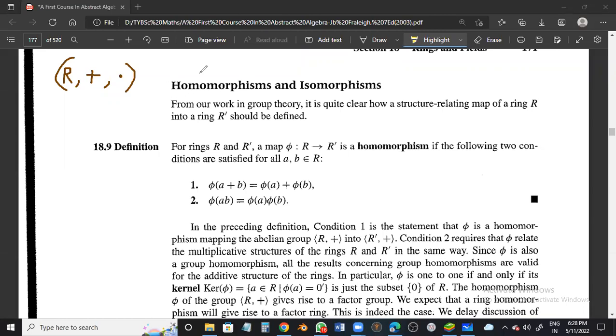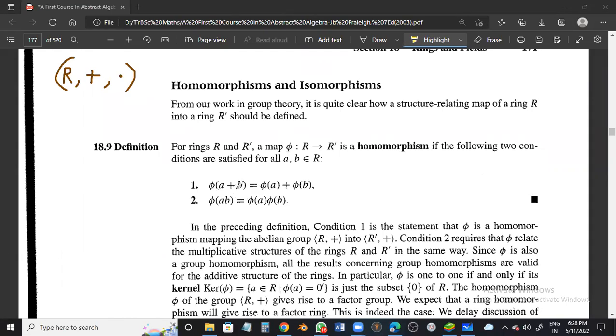Now see here, we want to define homomorphism on rings. So suppose we have R and R dash as 2 rings with us. Naturally R will have its own addition and multiplication. At the same time, R dash will have its own addition and multiplication. And we are defining a map phi from R to R dash. When do we say that this map is a homomorphism? If this phi preserves both the operations.